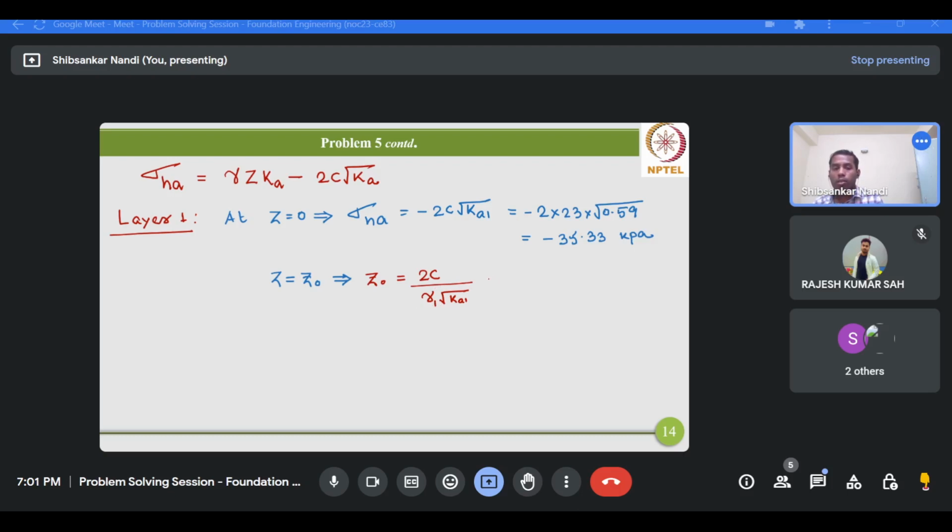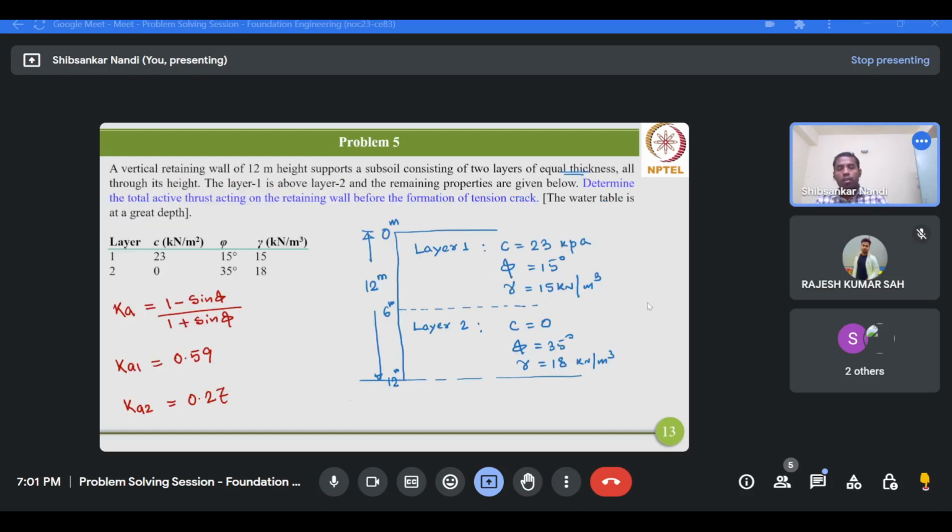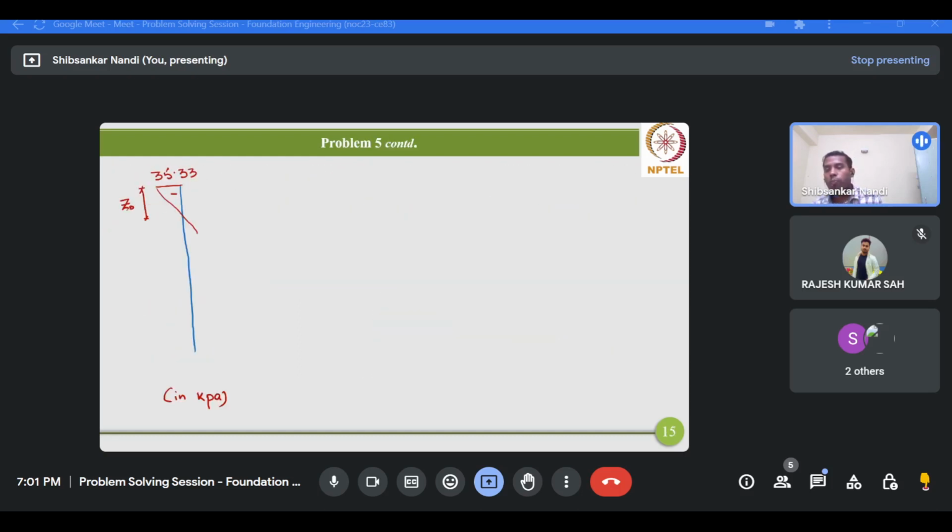This subscript 1 indicates all the properties are for layer 1. So it will be 2 multiplied by 23, divided by 15 multiplied by root under 0.59. So 46 divided by 15 multiplied by root 0.59 will give you 3.99 meter as the depth of tension crack, or nearly 4 meter. Since there is tension up to a depth of Z0 equals 4 meter, this depth is also known as tension crack depth.